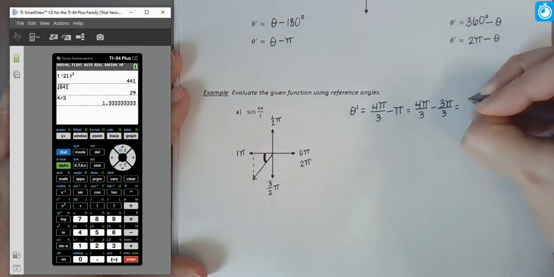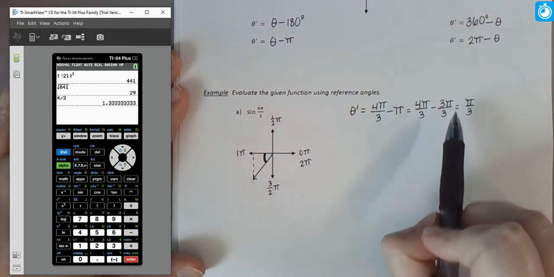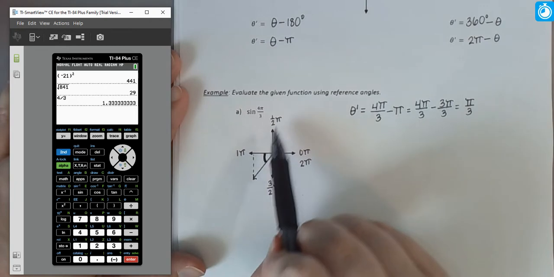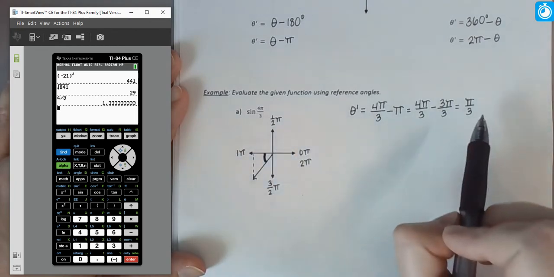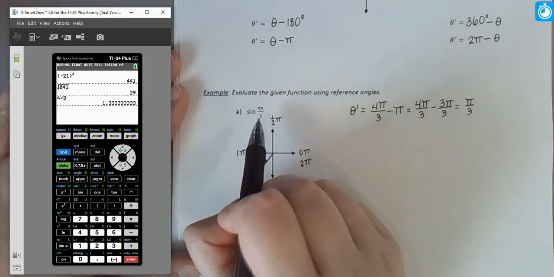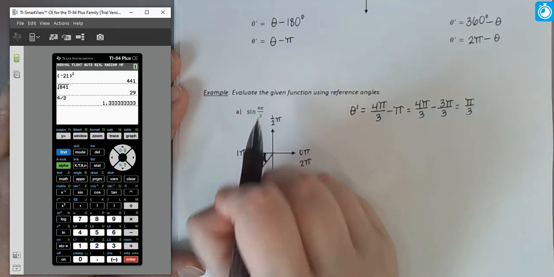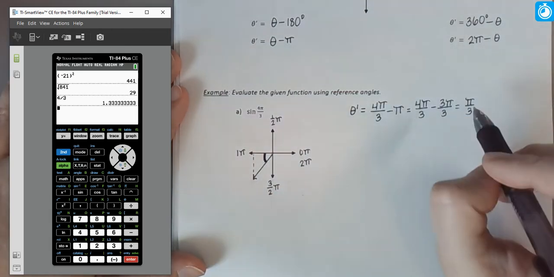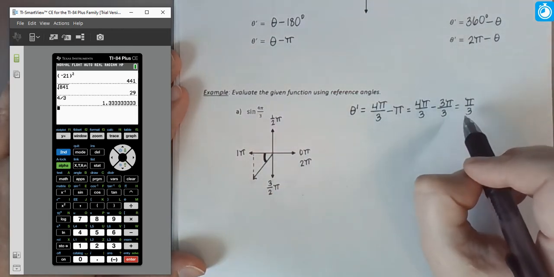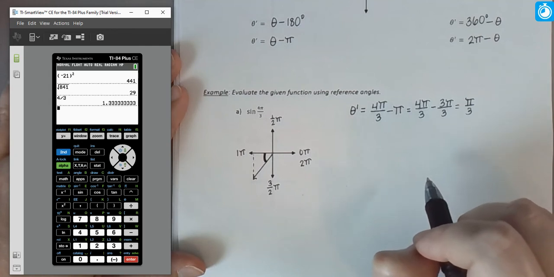which comes out to just pi over 3. So in other words, pi over 3 is the first quadrant angle that we're going to reference in order to determine everything we need about this angle 4 pi over 3. So the sine of 4 pi over 3 is going to be the same as the sine of pi over 3, except for differences in sign.